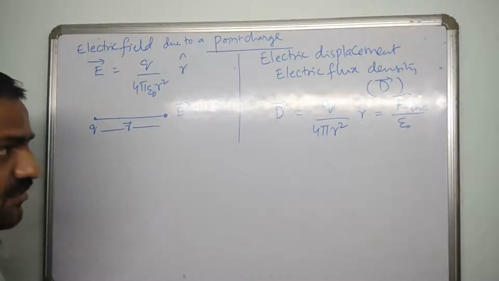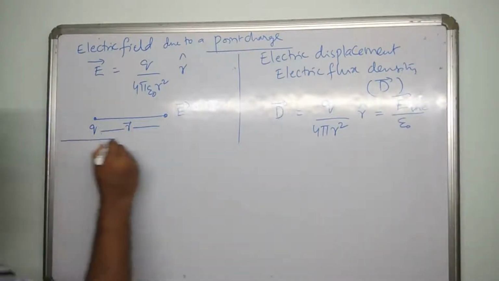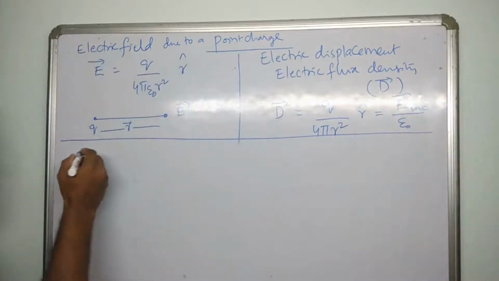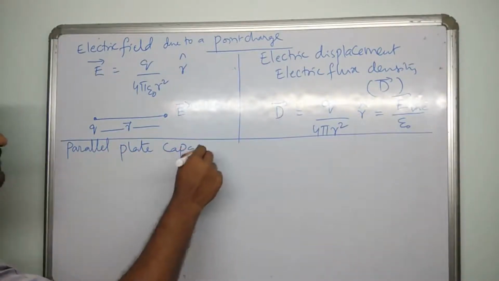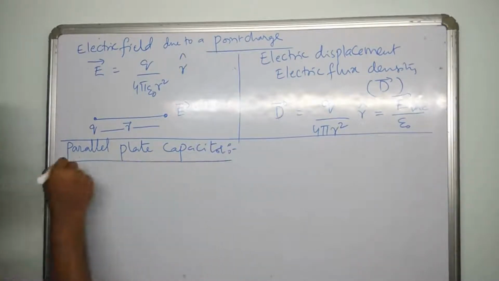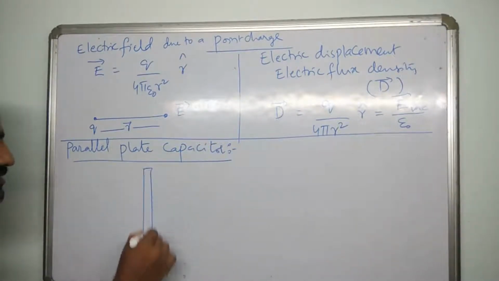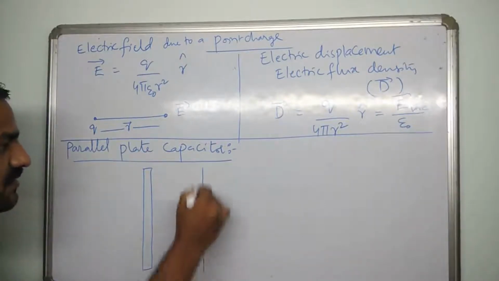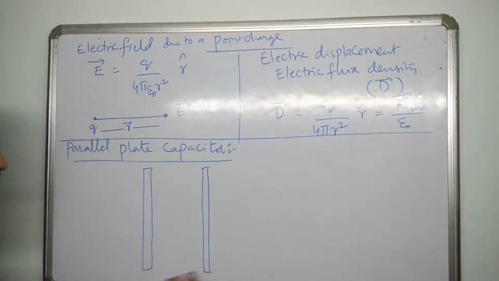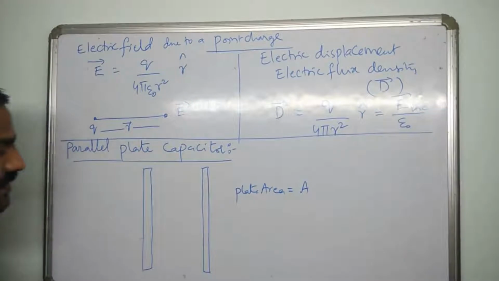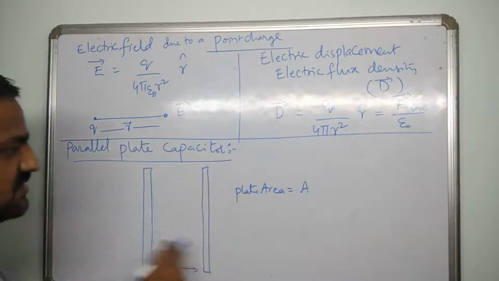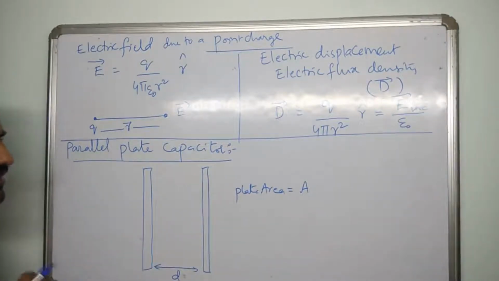In electrostatics, not only point charges, we also deal with sheets of charges. For example, if you have a parallel plate capacitor, this parallel plate capacitor is composed of two metal plates of equal area. The plate area I'll take as capital A, and they are separated by a distance of small d. Of course, both plates are identical in dimensions, both metal plates.